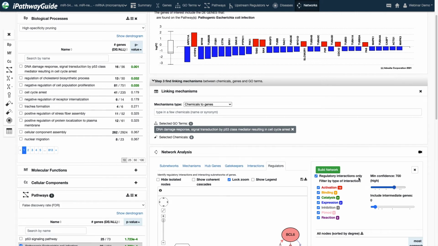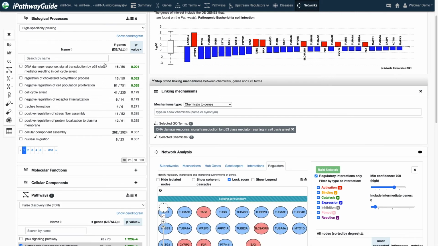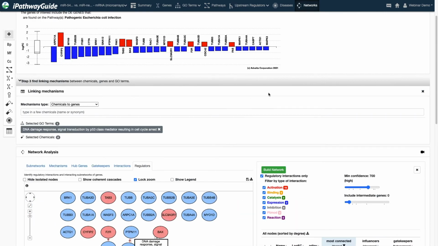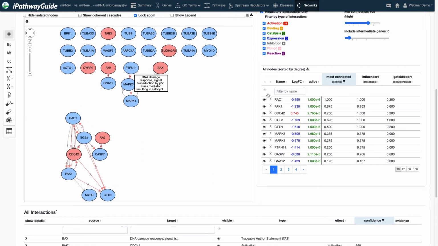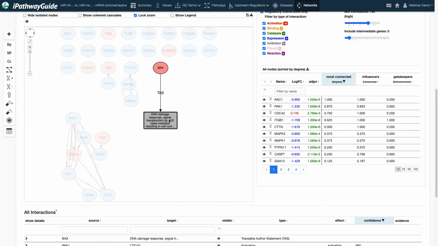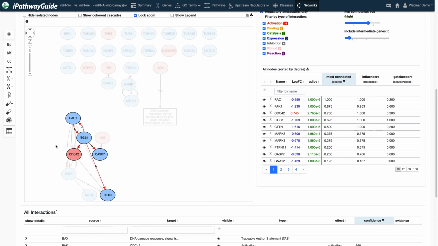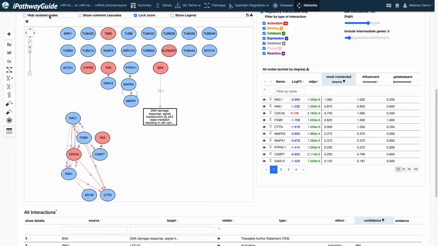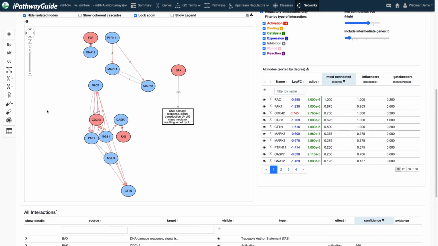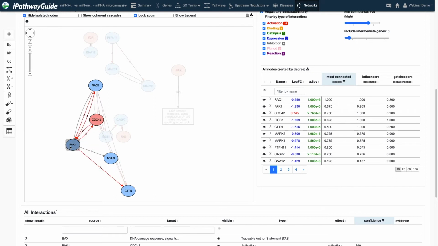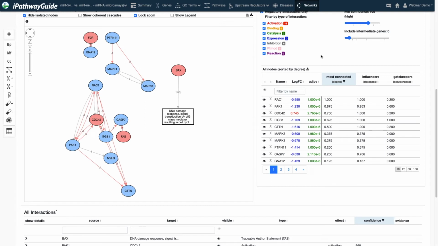I'm going to increase my confidence. Okay, so what we have here is that there is exactly one gene on this pathway that influences that mechanism, and there are a few other things going on. You can hide the isolated nodes so we have a clearer view. Now maybe we want to say, okay, I see that we've got a couple different mechanisms happening, but the question really is, how are they connected?